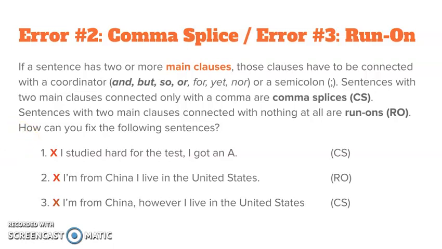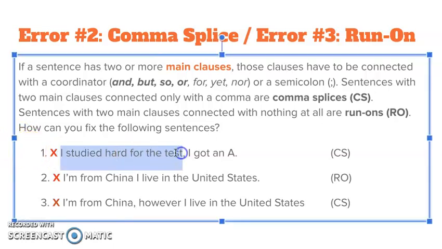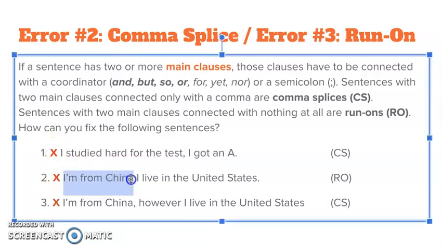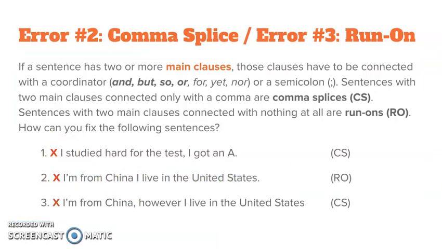I studied hard for the test, comma, I got an A. What we have is main clause, comma, main clause. But a comma doesn't connect main clauses. Only a coordinator or a semicolon can do that. So this is a mistake. Number two, I'm from China. I live in the United States. Main clause, no connection, run-on. Okay, last one. I'm from China, comma, however, I live in the United States.